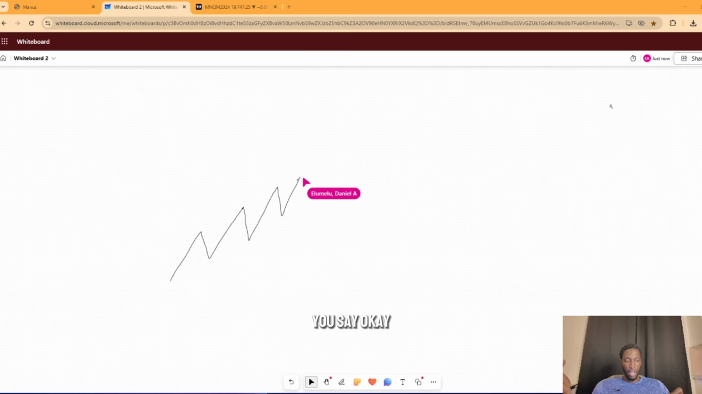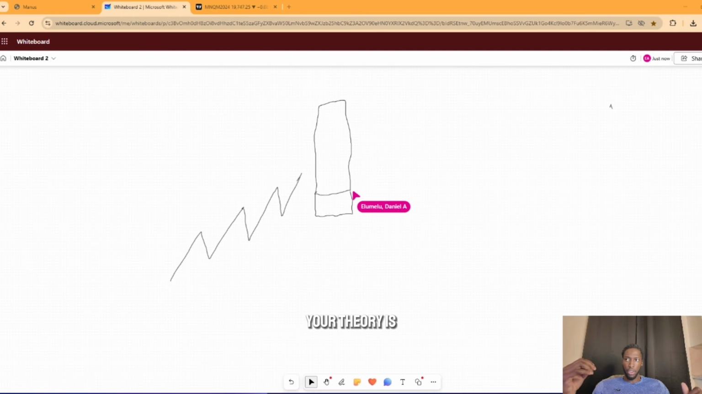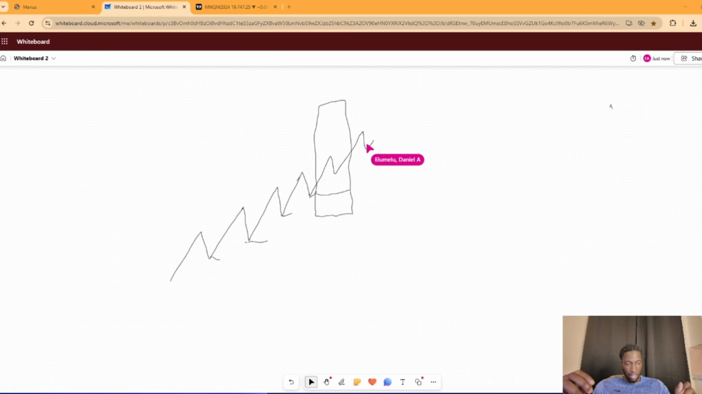You say, okay, this is pretty good. What I'm gonna do is get into a trade right here. I'm gonna put my stop loss at this low here, and I'm gonna trade it to continue this trend. Your theory is that you want price to do this, get you into the trade like it's been doing the last few times, get you in the trade, and continue higher. And boom, you make money.